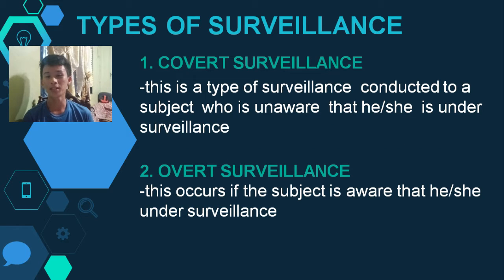Under surveillance, we'll tackle the types of surveillance. We have two types: covert surveillance and overt surveillance. Covert surveillance is conducted on a subject who is unaware that he or she is under surveillance. In other words, this person does not know that he is under investigation. Second, overt surveillance occurs when the subject is aware that he or she is under surveillance. In other words, this person knows that he is under investigation.